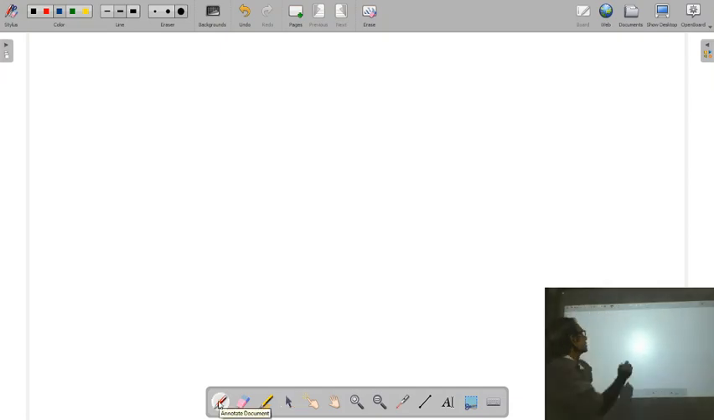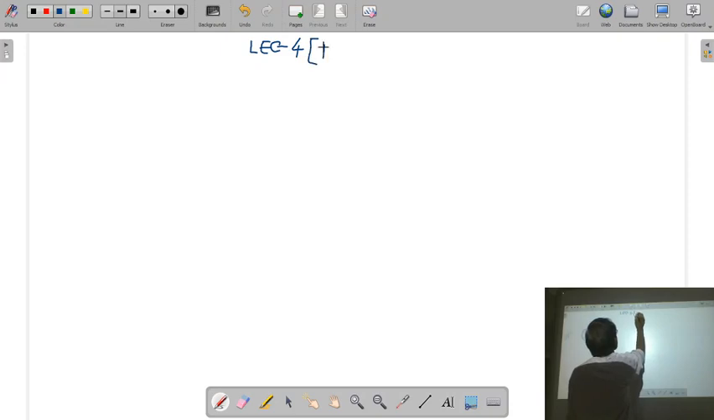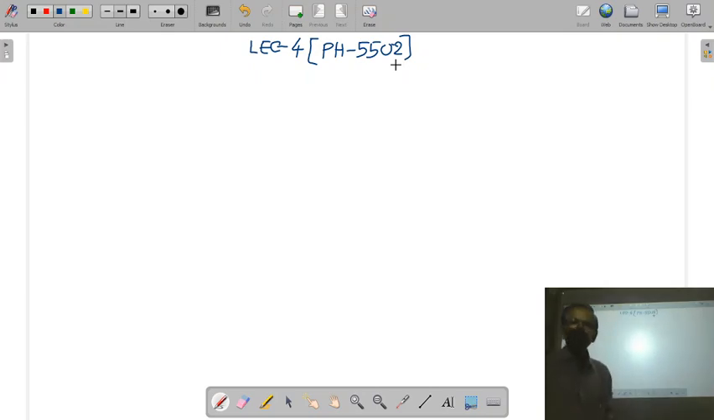Dear students, this is my fourth lecture of molecular spectroscopy, paper number PH5502. As you know, in the last third lecture we have solved the Schrodinger equation of a rigid rotator and obtained the rotational energy of the molecule.